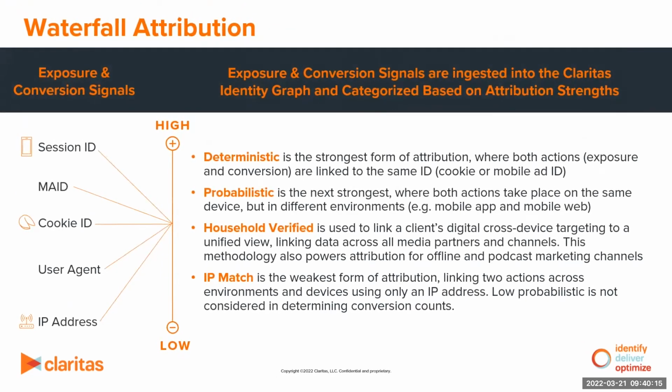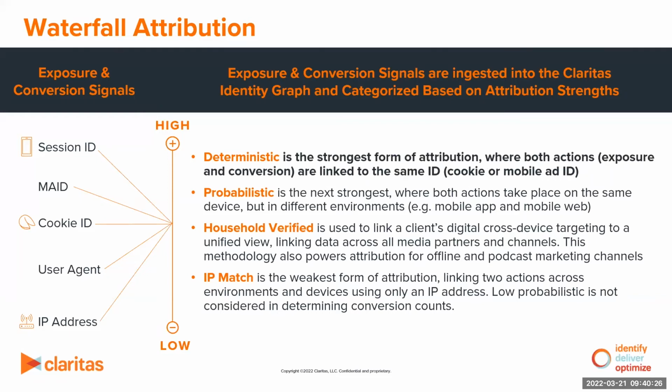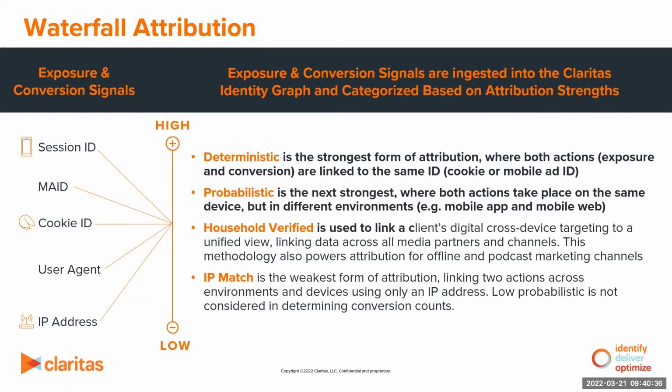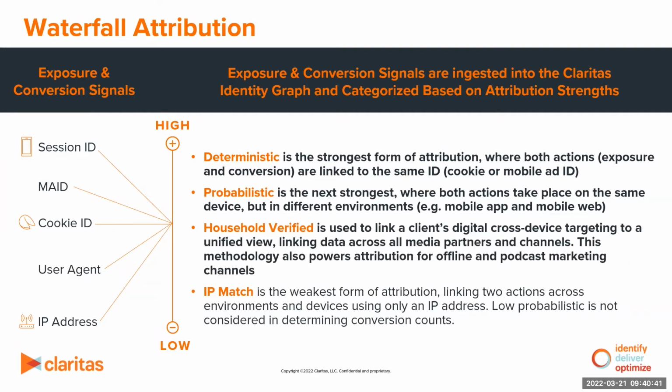Claritas also leverages a waterfall approach to attribution, with preference given to deterministic and high probabilistic matches. Deterministic data drives our accuracy, while probabilistic drives our ability to scale. Our enhanced match strength allows us to tie attribution and targeting at the device level via mobile ad ID or cookie ID. When device level data is not reliable, we attribute at the household level.